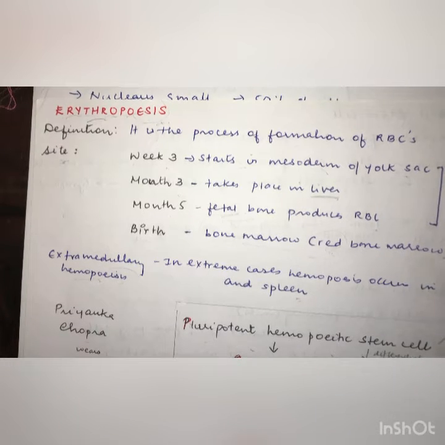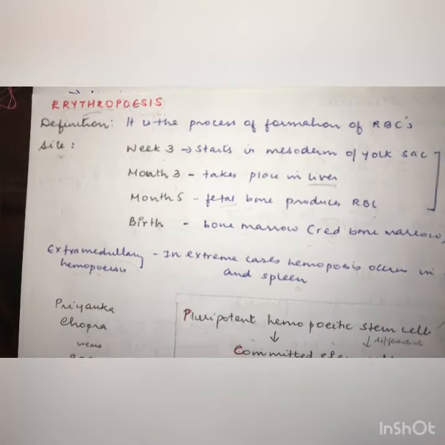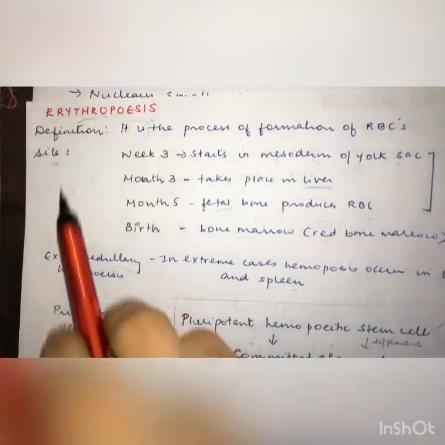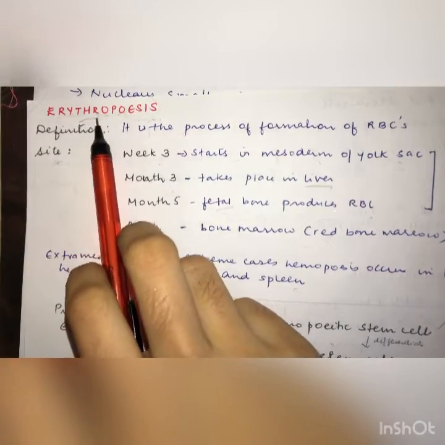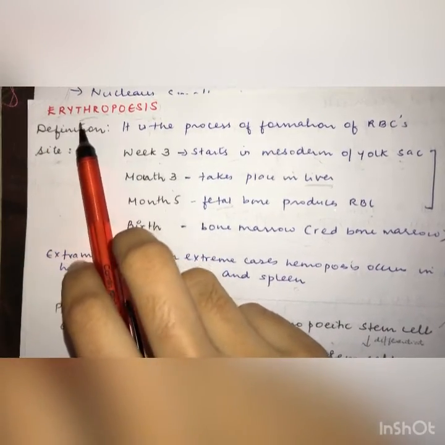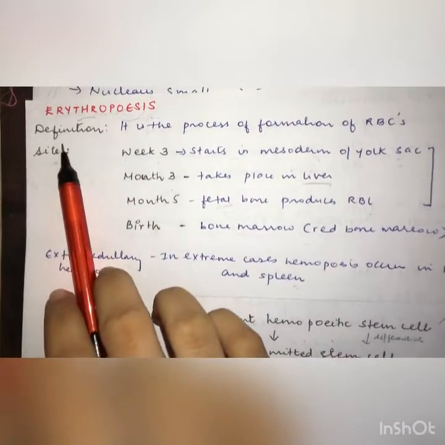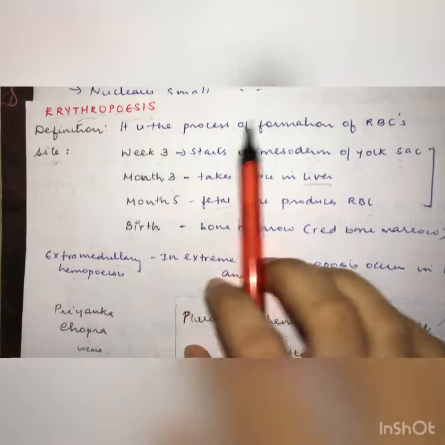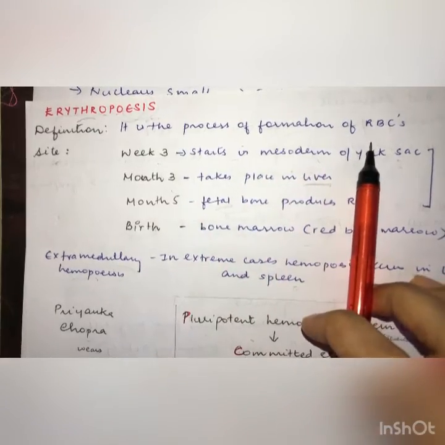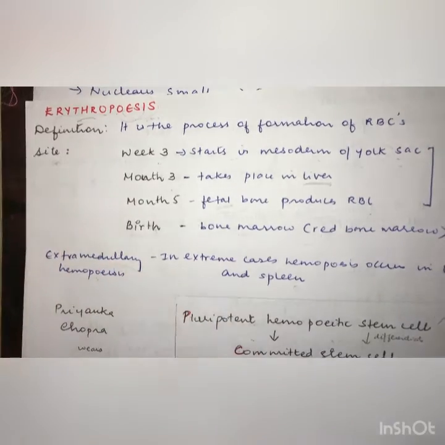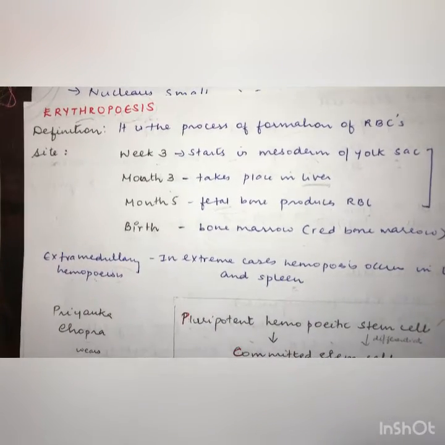Hello everyone. So erythropoiesis is the process of formation of RBCs. From the word itself, we get to know erythro means erythrocytes, poiesis means formation. So from the definition, it is the process of formation of RBCs. Now, site of erythropoiesis, meaning where are the red blood cells formed.